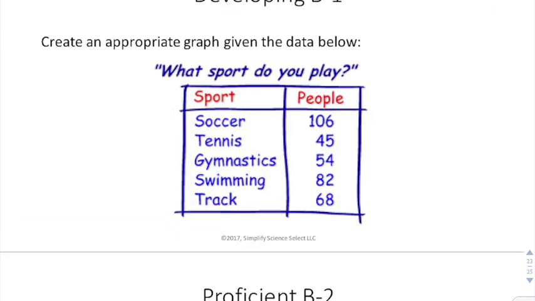So it says create an appropriate graph given the data below. So if you were to look at this particular data, you'd have to say, well, what is the most reasonable graph for me to be able to take at this point?